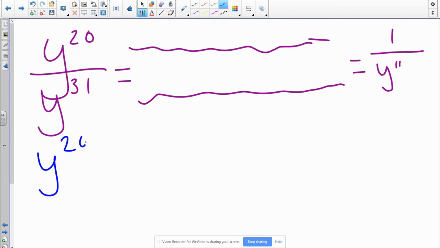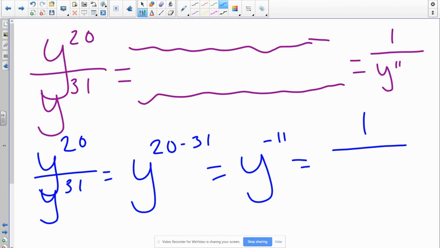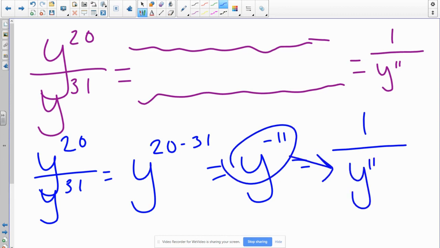So you have y to the 20th and y to the 31st. I know when I'm dividing, I subtract. So it'd be 20 minus 31. Now, if you do it this way, you have to take the numerator exponent minus the denominator exponent. So that'd be y to the negative 11th. Then you go back to what you learned in LT1. You can't leave it with a negative exponent. So I'm going to put a 1 in the numerator and drop that to the denominator with a positive exponent.